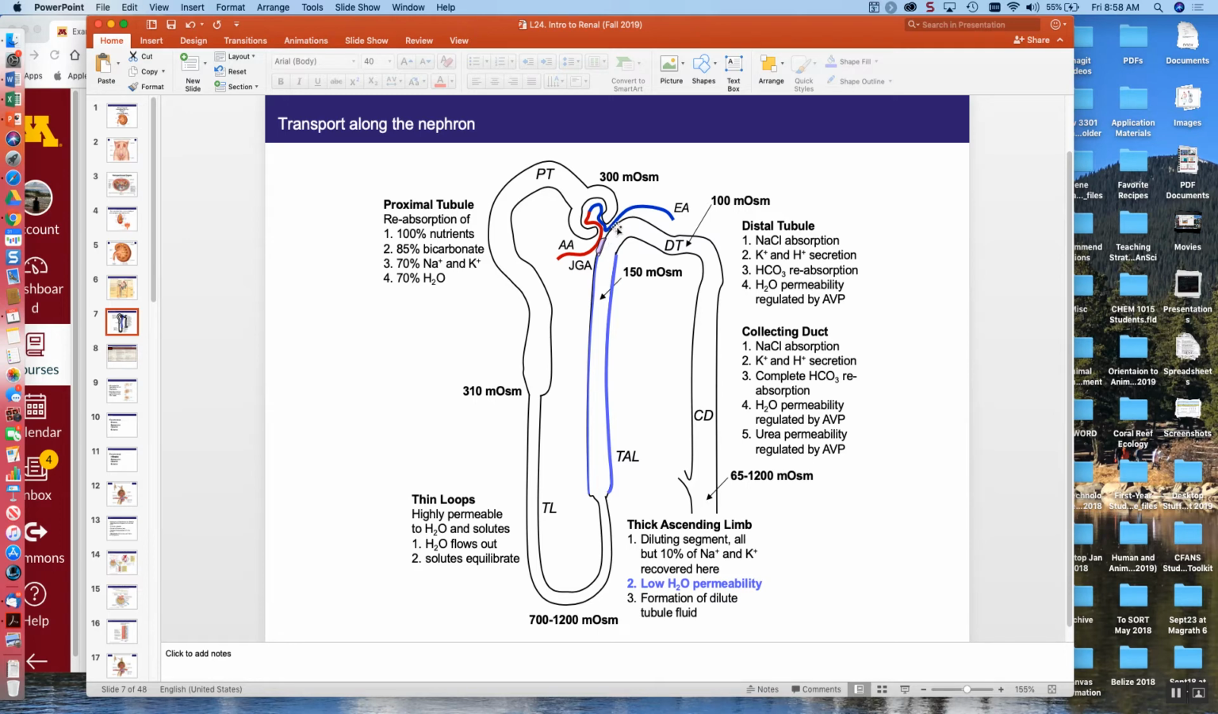The fluid then continues on through the distal tubule. This is where a lot of sodium and chloride are still being reabsorbed. But in this case here, a lot of potassium and acid are being secreted. That means they're being delivered into the nephron to be eliminated, to be forced out of your body when you urinate.